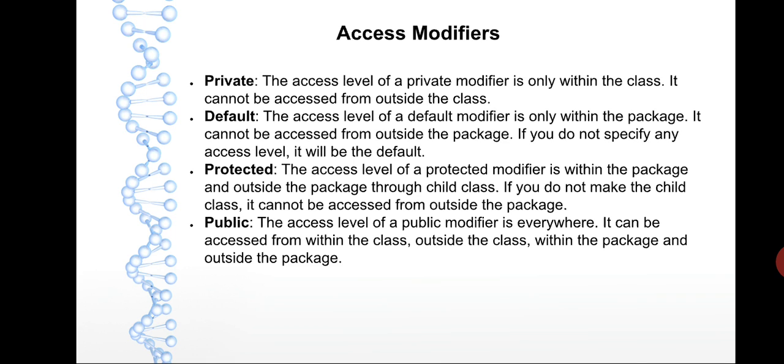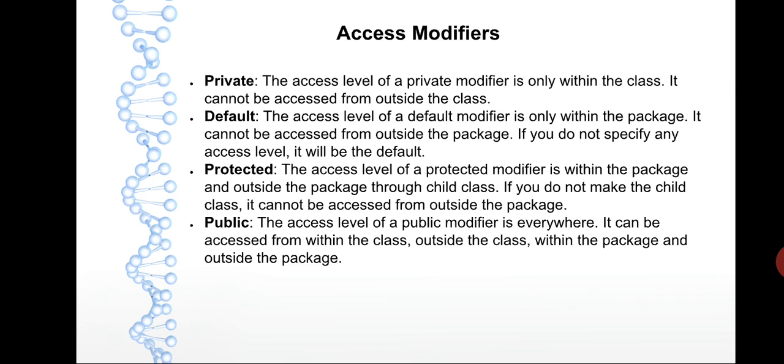Next, for protected, the access level of the protected modifier is within the package and outside the package through child classes, derived classes or subclasses. If you are deriving a particular class from another class, then any protected members present in the top level class can be accessed from the new derived class. The same concept continues. If you do not make a child class, it cannot be accessed from outside the package. So if you are not deriving the class from a root class, or not giving that functionality, then you will not be able to access the protected members.